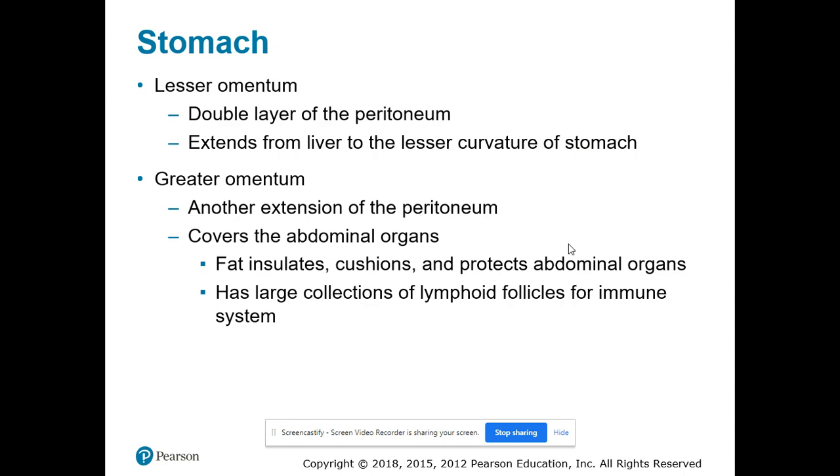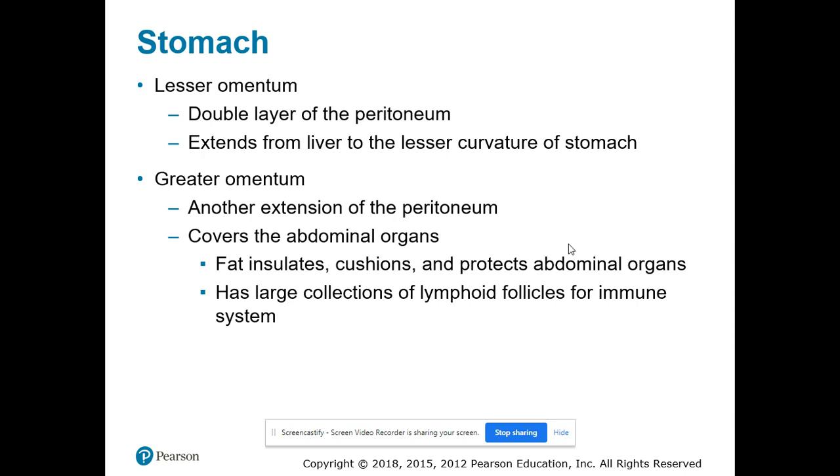Other parts of the anatomy of the stomach, you have your lesser and greater omentum. So basically what the omentum is, it's part of your peritoneum or your covering, and it's just an extension of it. Your lesser omentum is going to extend from your liver to your lesser curvature, hence the name lesser. And then your greater omentum actually branches off of your greater curvature and extends down over your abdominal organs.